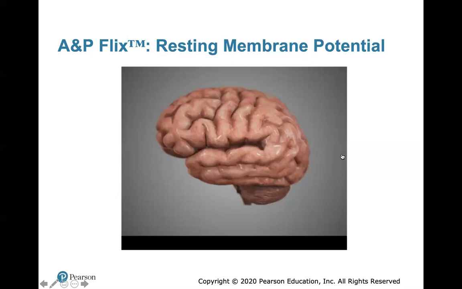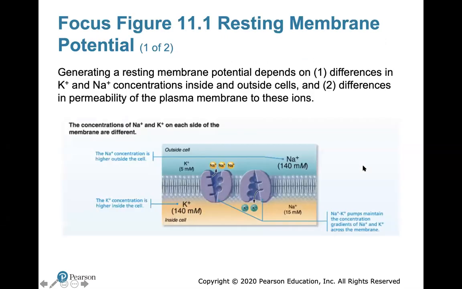And here is a great animation that you can watch about the resting membrane potential as well. So here's just a look at some figures that describe more about the resting membrane potential. So generating a resting membrane potential depends on, again, the differences in sodium and potassium concentrations inside and outside of the cells, and the differences in the permeability of the plasma membrane to these ions.